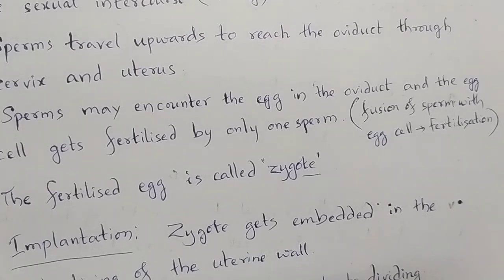Okay. And the egg cell gets fertilized by only one sperm. Millions of sperms are released into the vaginal passage, but only one can fertilize the egg cell. What is fertilization? Fusion of the sperm with the egg cell is called fertilization. The fertilized egg is called a zygote.